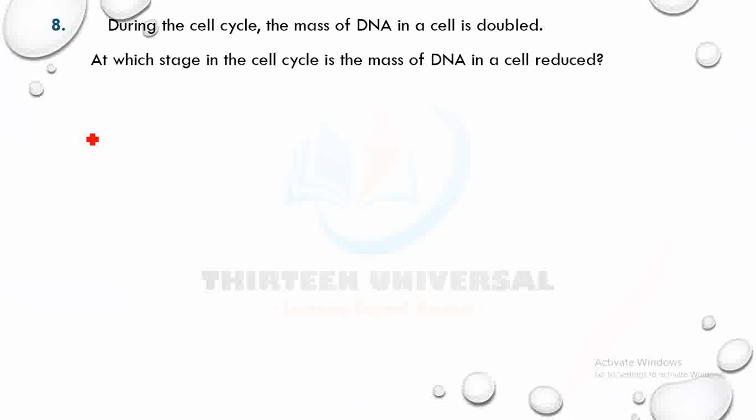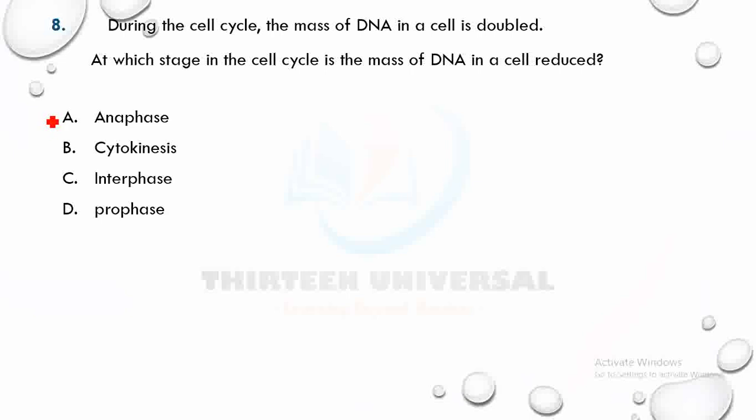All right, let's go, guys. Hope you are warming up. During the cell cycle, the mass of DNA in a cell is doubled. At which stage in the cell cycle is the mass of DNA doubled? At which stage in the cell cycle is the mass of DNA in a cell reduced? Where is it reduced? Pause the video and try it.